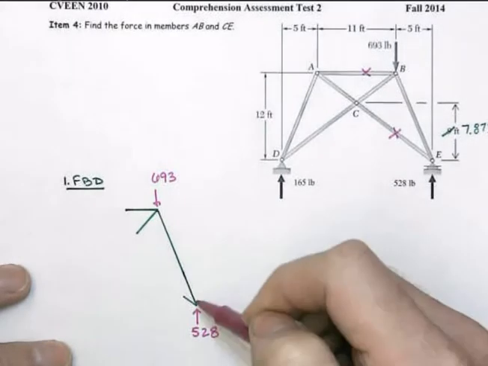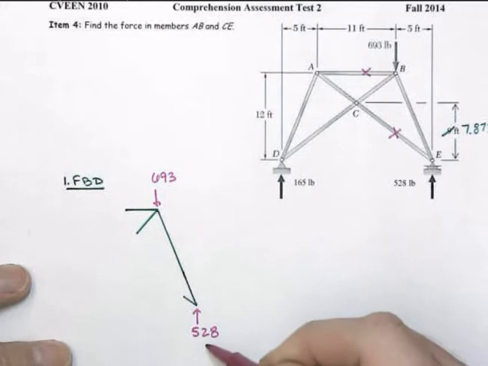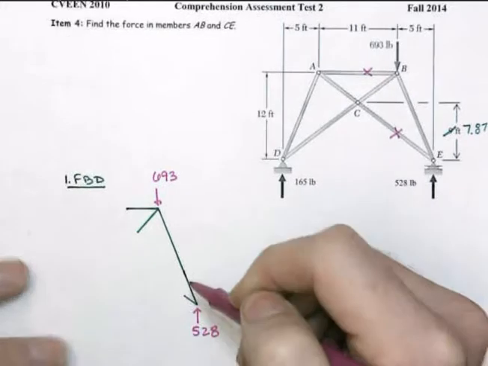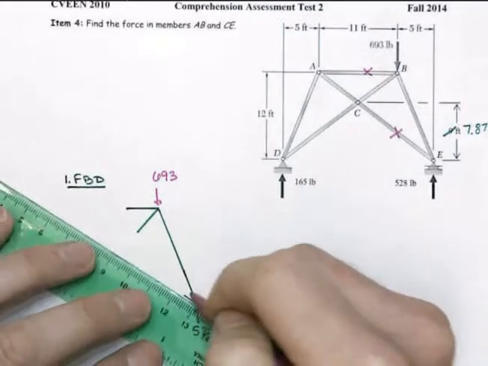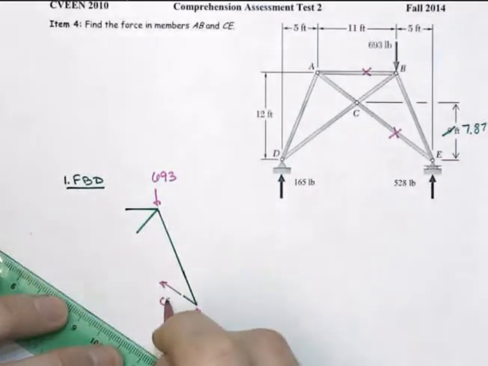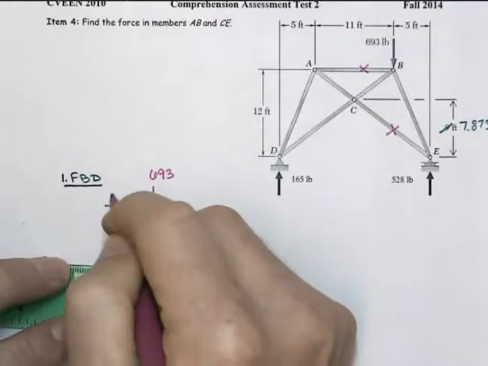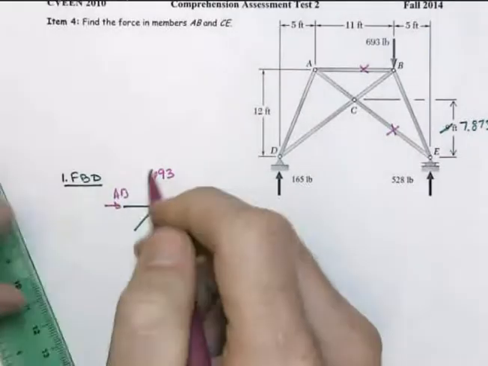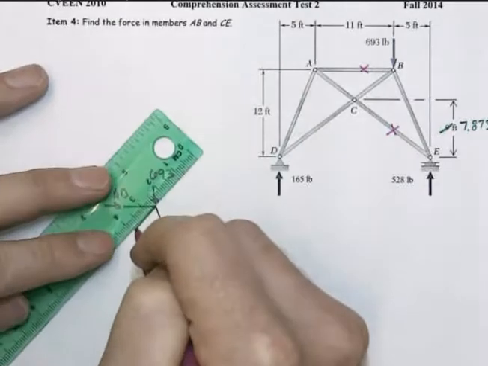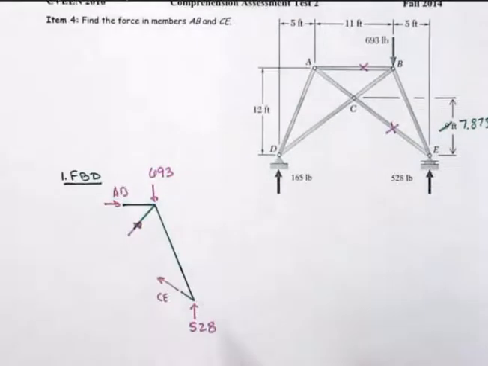And the beginning of the free body diagram, you've got the applied load of 693. You've got 528 of the reaction already provided to us. And so the members of interest are CE and AB. CB also shows up. I don't know if it's a compression or tension. I'm going to say compression. And so now at least I have a proper free body diagram.